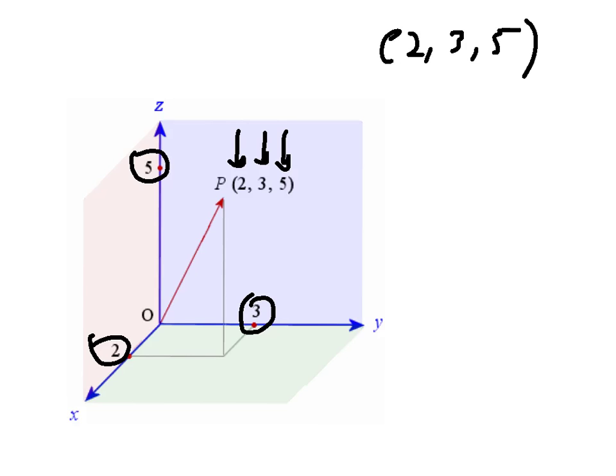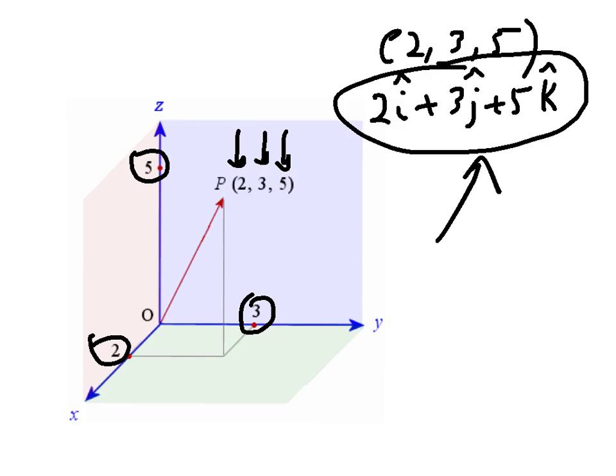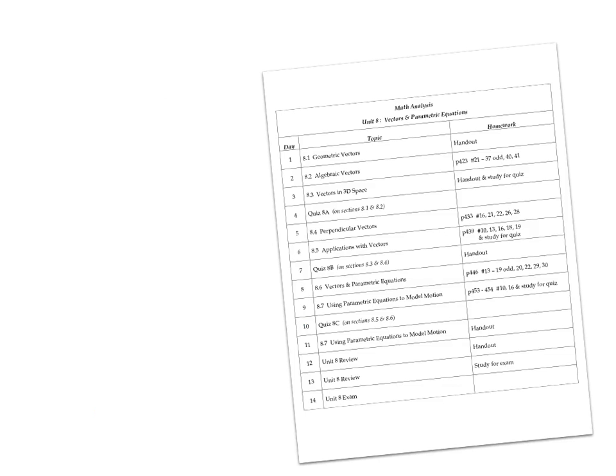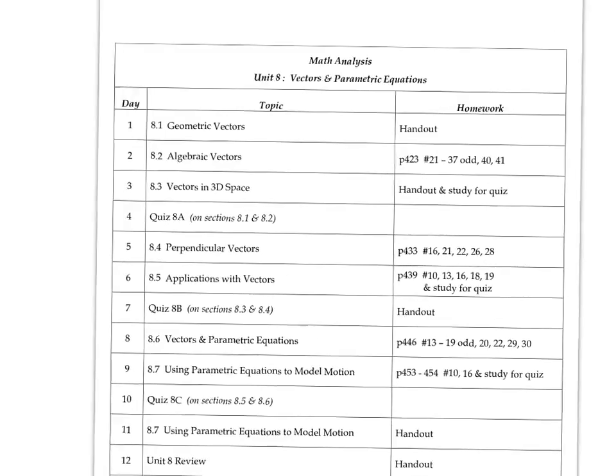How do we write that as a sum of unit vectors? 2i plus 3j plus 5k. And why don't we use this vector symbol? Because we can. Again, whatever symbol you like is fine with me. If you don't recall why this is the sum of unit vectors, revisit the lesson from last night. We explained it there. Vectors in 3D space. What a deal.